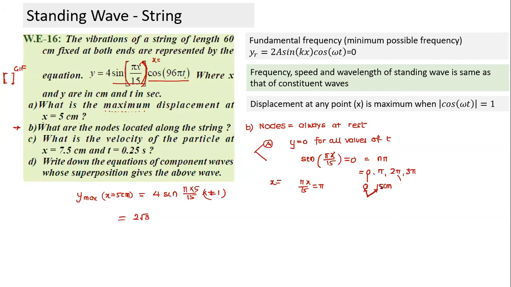So again, the next node, from 0 to 15, next will be 30, then 45, then 60, and then 75. But the length of this string is only up to 60. So where would the nodes occur? Nodes will occur at 0 centimeter, 15 centimeter, 30 centimeter, 45 centimeter, and 60 centimeter. So can you say which harmonic it is vibrating in?